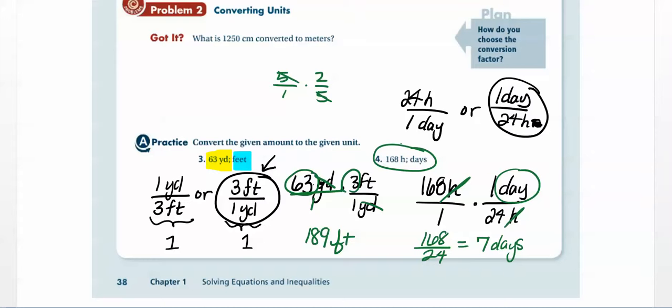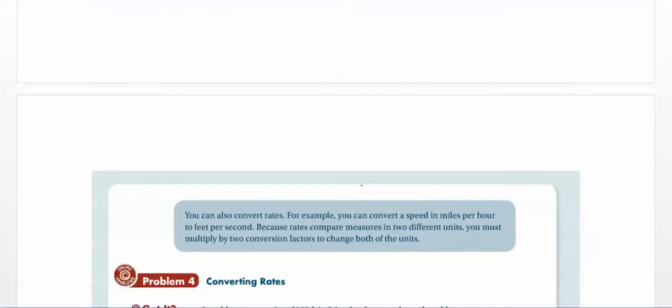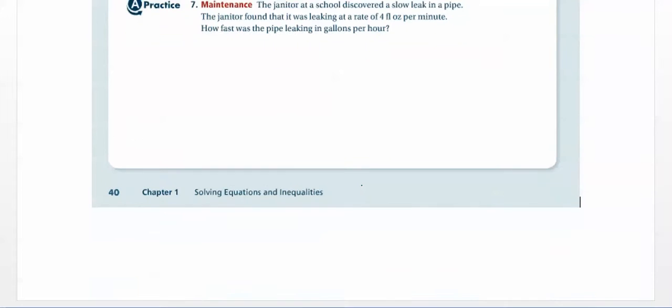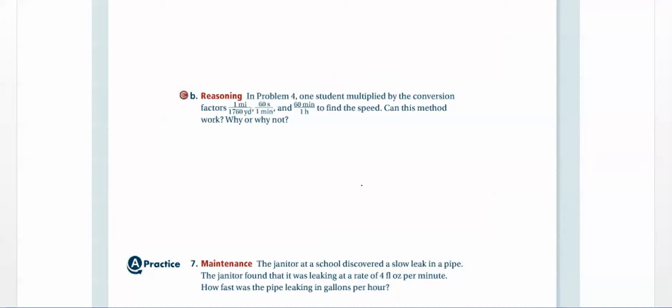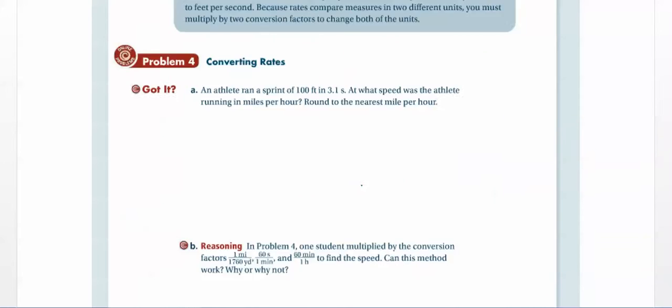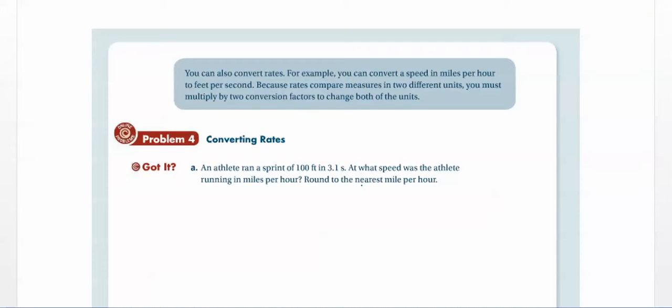All right, one more example. We're skipping a page. We're going to page 40, and we're going to look at this one right here, which says problem for converting rates. It says an athlete ran a sprint of 100 feet in 3.1 seconds. At what speed was the athlete running in miles per hour?